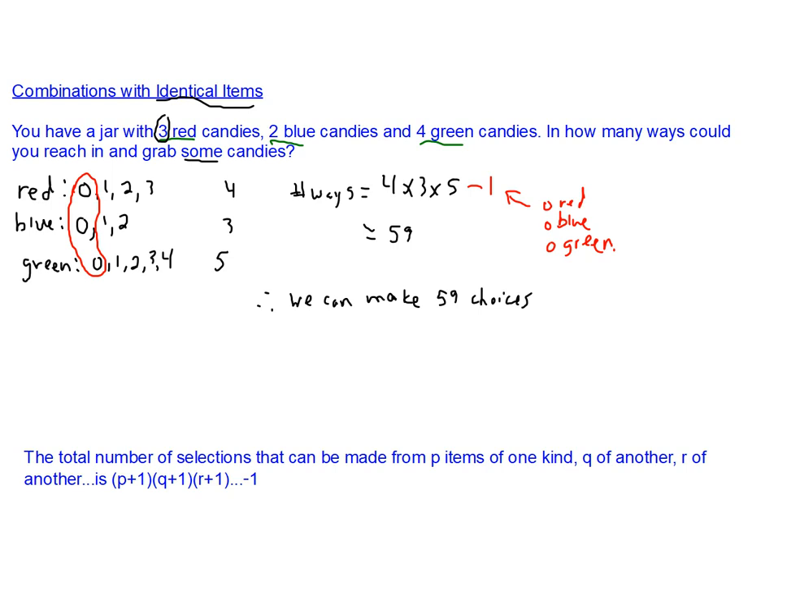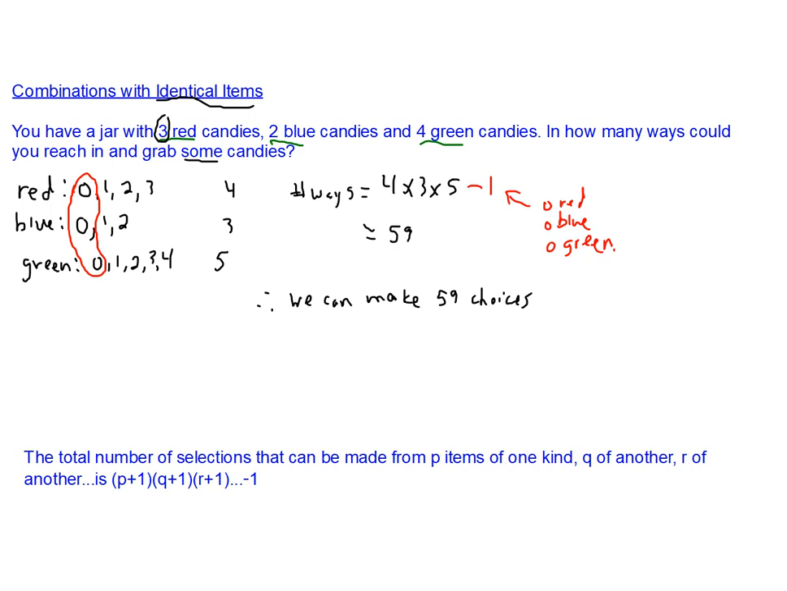The other option is to do the same way that we did the previous problem and look at all of the different cases. Case 1, we get 0 red, 1 blue, and 0 green, and going through all of the different possibilities is very time consuming. So this method here that I've shown you is a quicker way to do that.